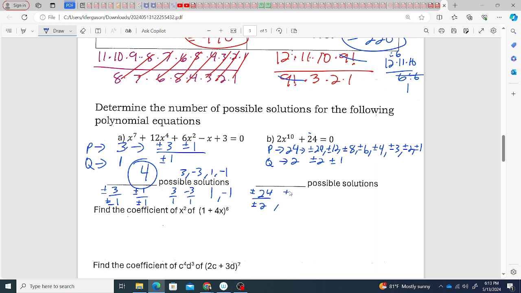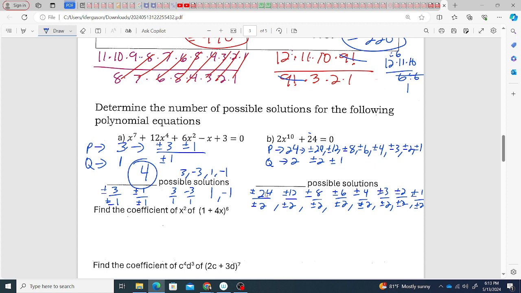I've got plus or minus 12 over plus or minus 2. I've got plus or minus 8 over plus or minus 2. Plus or minus 6 over plus or minus 2. Plus or minus 4 over plus or minus 2. Plus or minus 3 over plus or minus 2. Plus or minus 2 over plus or minus 2. And plus or minus 1 over plus or minus 2.